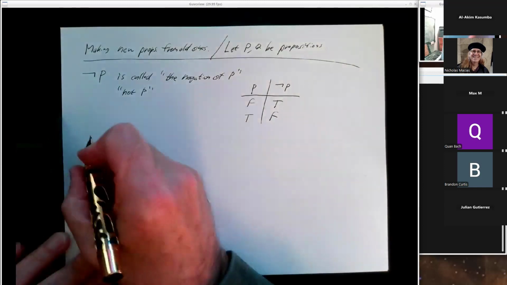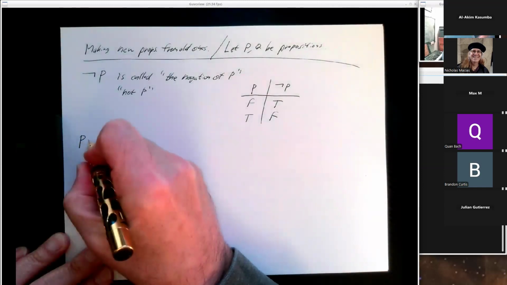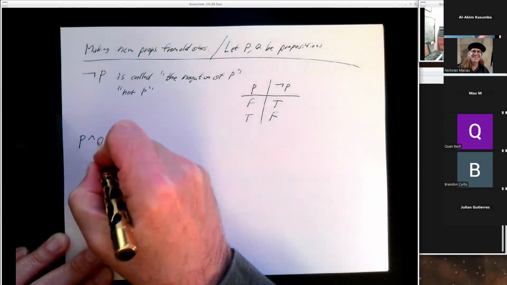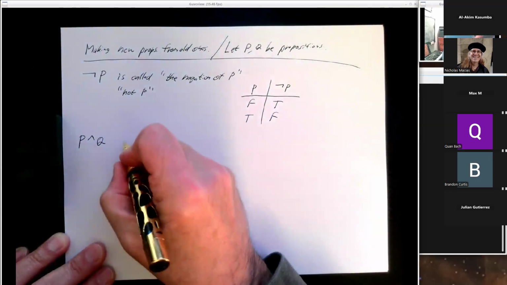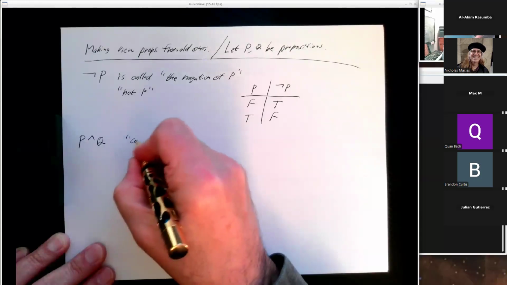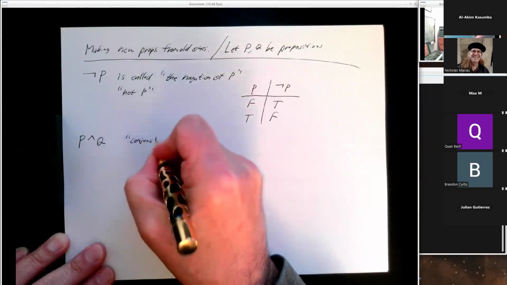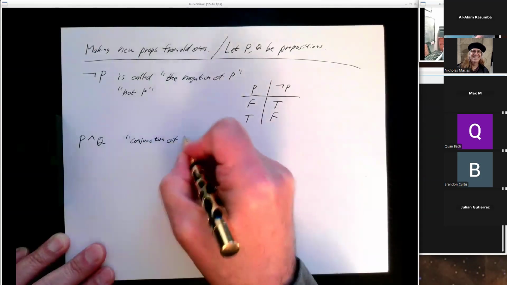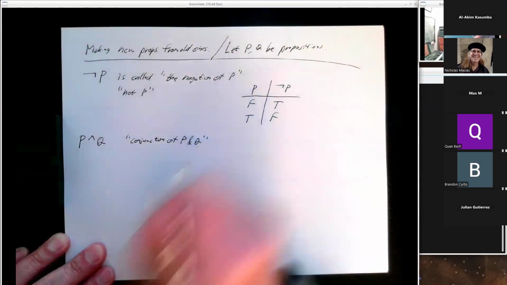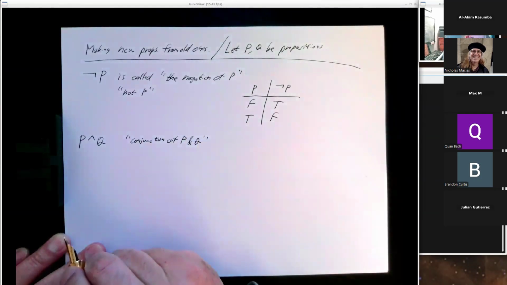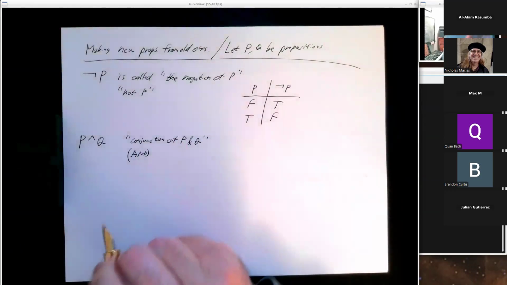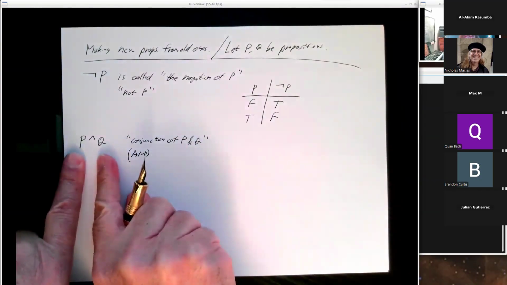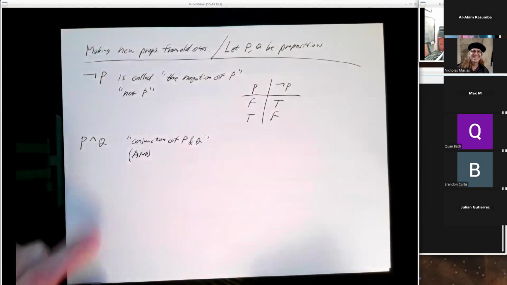All right, so that's the negation. Next operation, we can call this a caret. So P caret Q, this is the conjunction of P and Q. And conjunction is basically an and operation. So this is a proposition. It's a proposition that's true exactly when P and Q are both true.